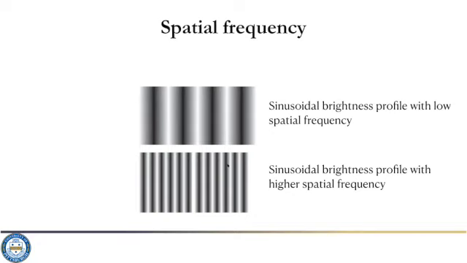Since the spatial frequency is the inverse of the wavelength, the top one will represent a brightness profile with a low spatial frequency. The bottom represents a brightness profile with high spatial frequency. And in fact, later on in the class, we'll see that almost all images, or most smooth images, can be represented as combinations of various brightness profiles with different spatial frequencies.